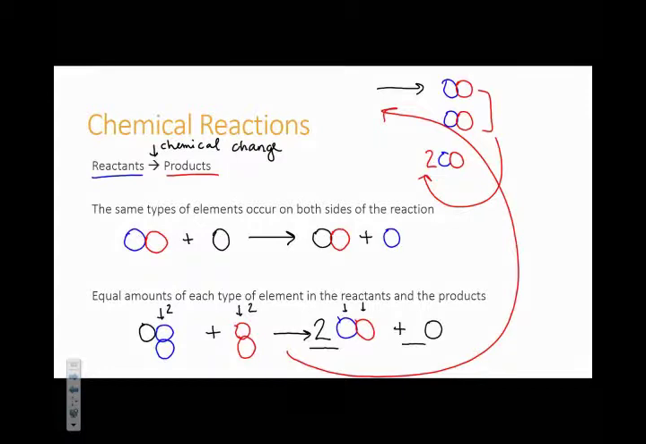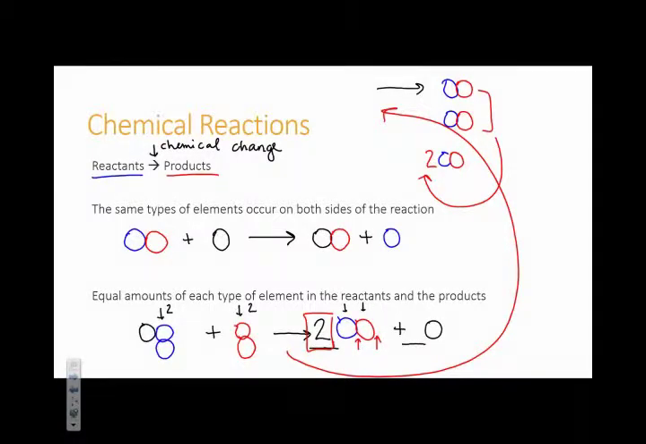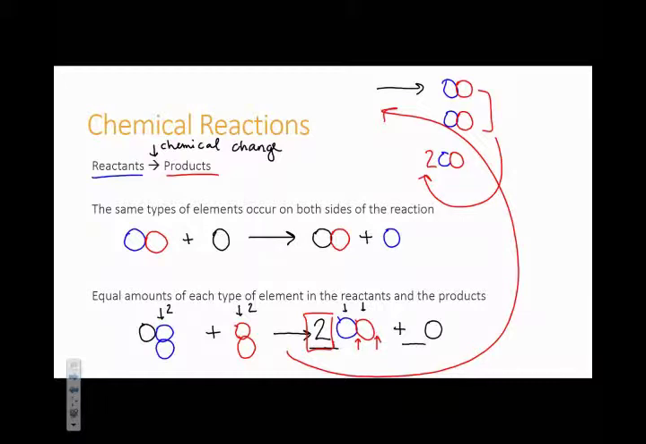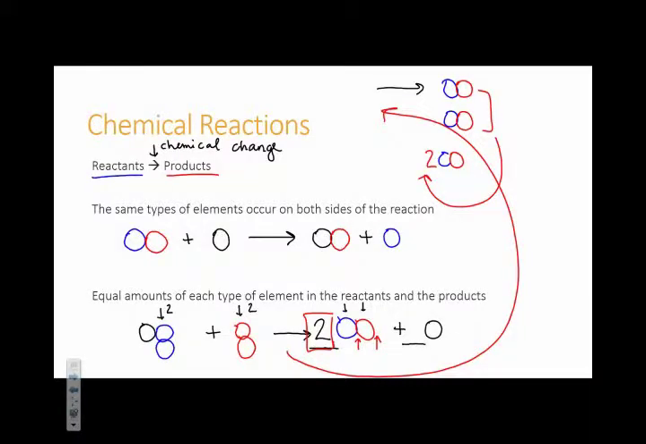Now, sometimes it's tempting to, rather than change the coefficient out front, change the subscripts in the chemical formula. That's a big no-no. Don't do that. We don't do that. You can change the coefficients out front. You cannot change the subscripts.